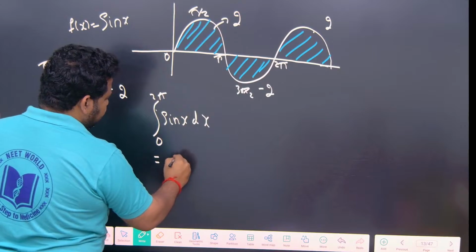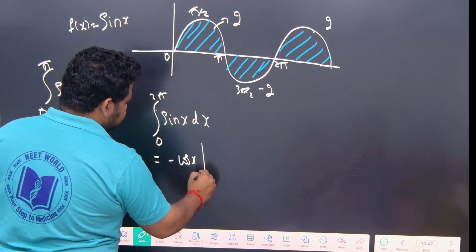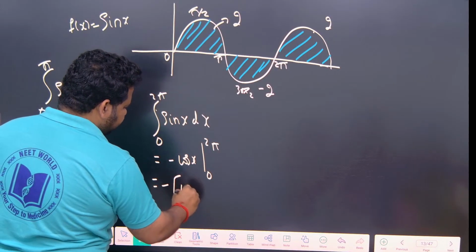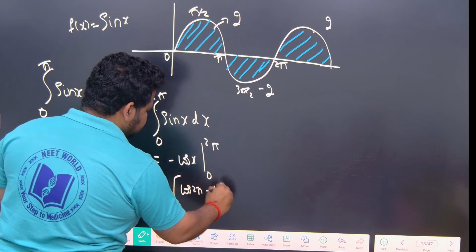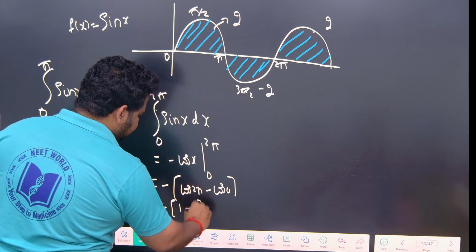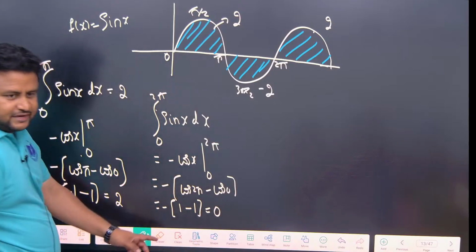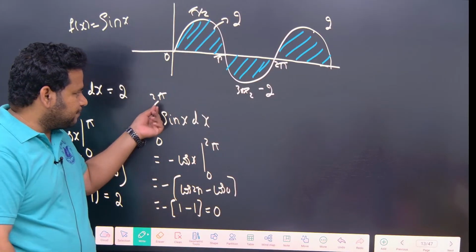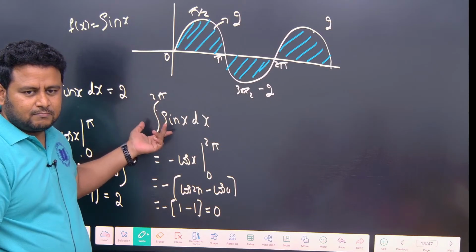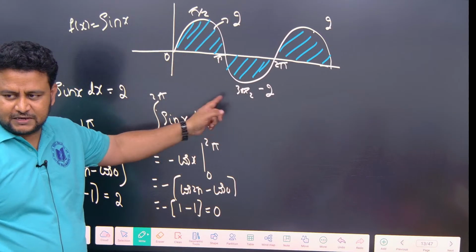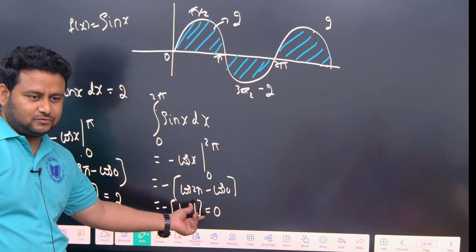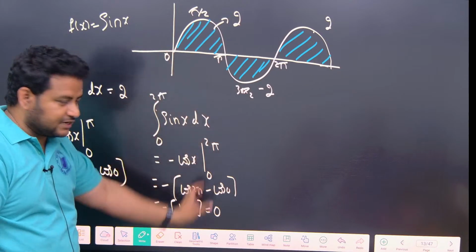Now we will find out the integral from 0 to 2 pi of sin x dx. The answer will be minus cos x from 0 to 2 pi, correct? Minus, let it be outside, cos 2 pi minus cos 0. Cos 2 pi is plus 1, cos 0 is 1, we will get 0. Why are we getting 0? Directly I can tell you, 0 to pi is plus 2, pi to 2 pi is minus 2. So 2 plus minus 2 is 0. This is why you are getting 0. Understood?